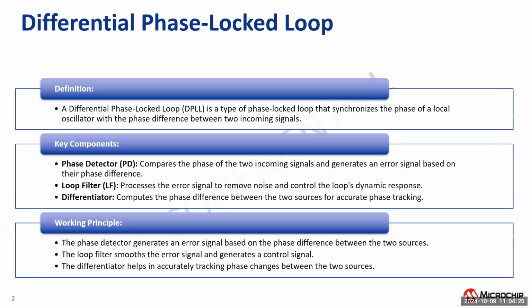So this is a circuit that is commonly used to synchronize frequency and phase of a local oscillator with an incoming signal. The key components of the differential phase lock loop are the phase detector, the loop filter, and the differentiator. And for this project, the differentiator is probably the key component because that allows us to measure phase between two different signals.